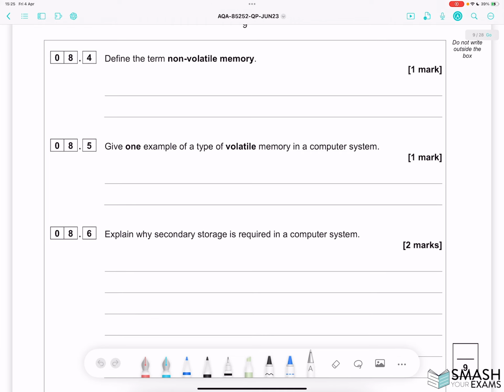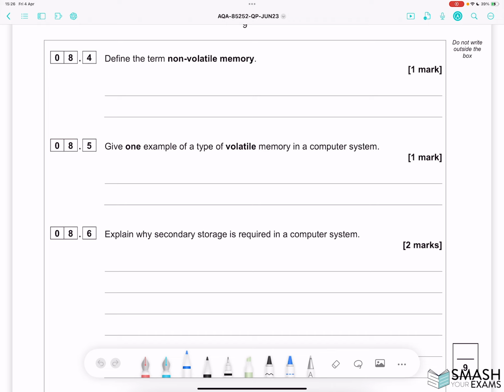Question 8.4, then still related to hardware, moves on to asking us to define the term volatile memory. Volatile memory. Now, we need to cast our mind back here and think, well, what does volatile mean? Well, something that's volatile in computing means that when it loses power, it does not retain its contents. It does not remember the programs or the instructions that it had there. So define the term non-volatile, well, that must mean the opposite. It means that it will retain its contents when power is lost. Okay, so we can phrase it as something like that.